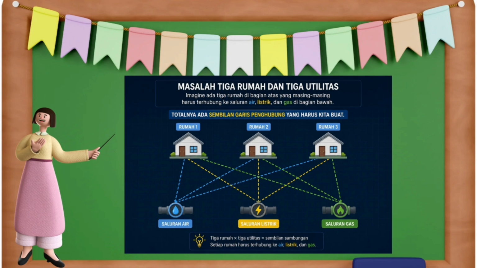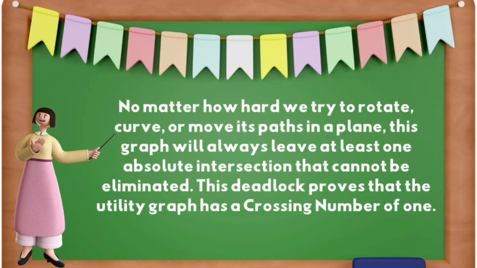Imagine there are 3 houses at the top that each must be connected to the water, electricity, and gas lines at the bottom. There are a total of 9 connecting lines that we must draw. No matter how hard we try to rotate, curve, or move its paths in a plane, this graph will always leave at least one absolute intersection that cannot be eliminated. This deadlock proves that the utility graph has a crossing number of 1.